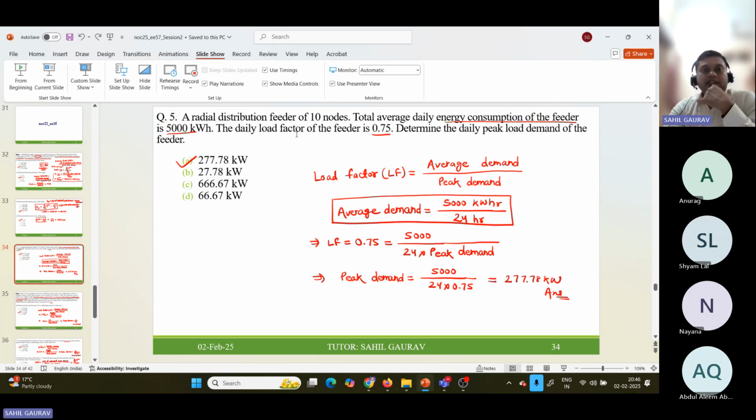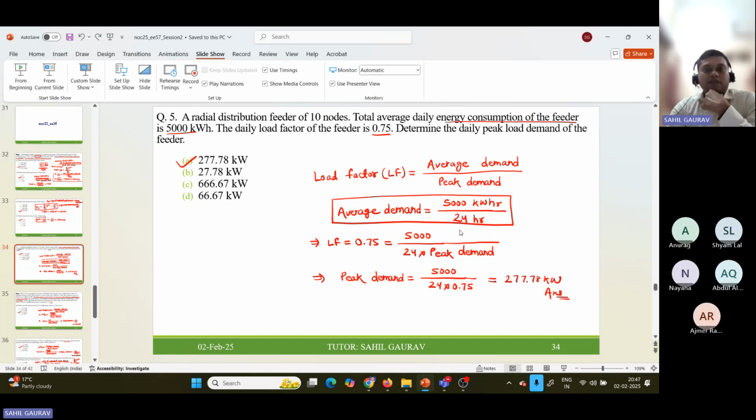In the next problem, they have given a radial distribution feeder having 10 nodes, and the total energy consumption of the feeder is 5000 kilowatt hour. The load factor is 0.7. They are asking about the peak load demand, which we can find from the load factor expression. First we have to find the average demand. Average demand is the unit consumption over the number of hours, so 5000 kilowatt hour over 24 hours. Then the load factor is given as 0.75. From there we can find the peak demand. This is coming at 277.78 kilowatt.